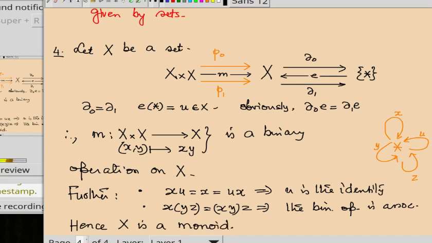Conversely, suppose I have a one object category, then the picture is exactly like this. So a one object category makes X a monoid, that's it. And so conversely, if I have a monoid, I can make it into a one object category as described. So that's also the third exercise.